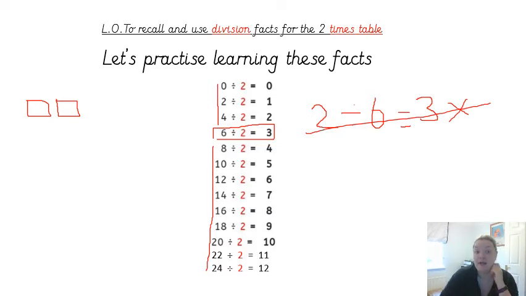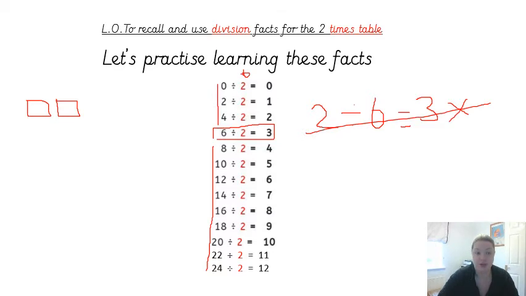And then this number down here in this column is always a number in the 2 times table, because we're doing the 2 times table, we're dividing by 2. And then this was obviously the answer. Okay, so this is what we're starting with, and then we're dividing by 2, and then this is the answer, what we're left with.